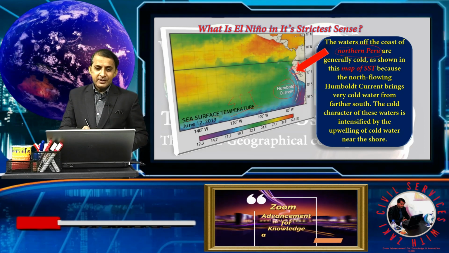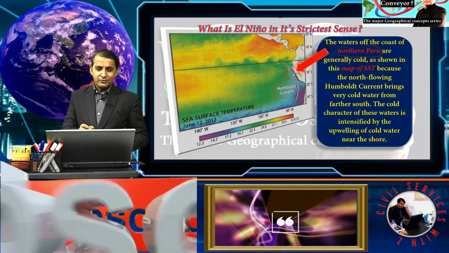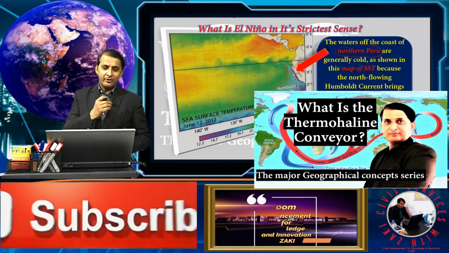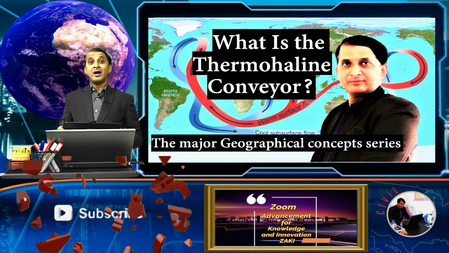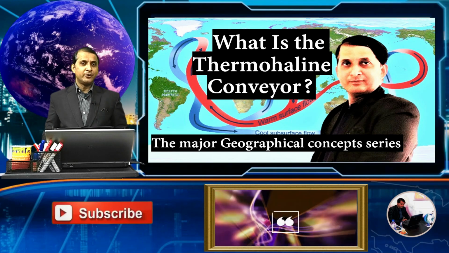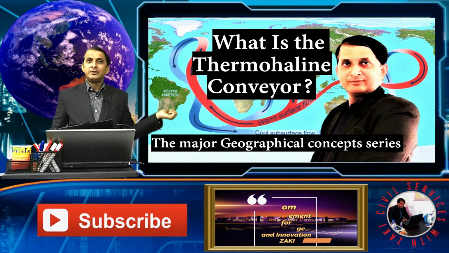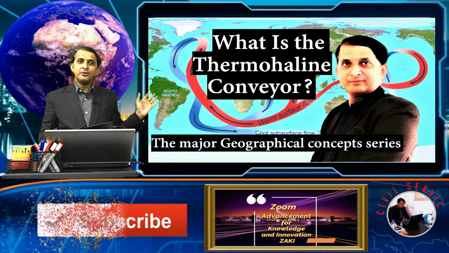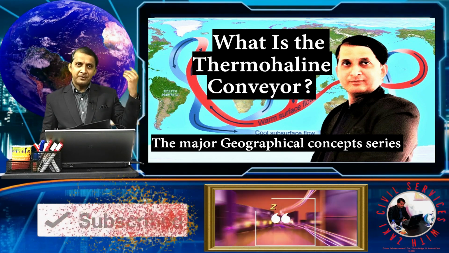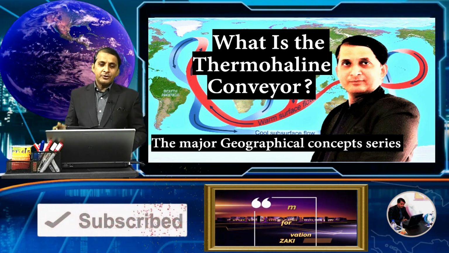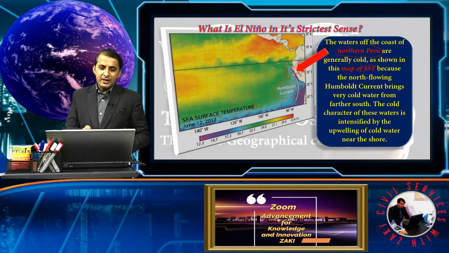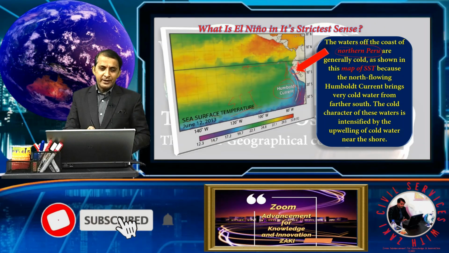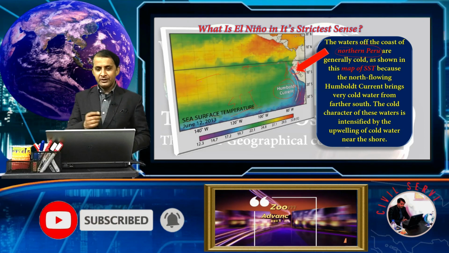If you want to know what upwelling of water is, you must watch our previous video on thermohaline circulation, in which we define upwelling. Due to the upwelling, these cold currents move here and finally go to the equatorial region.